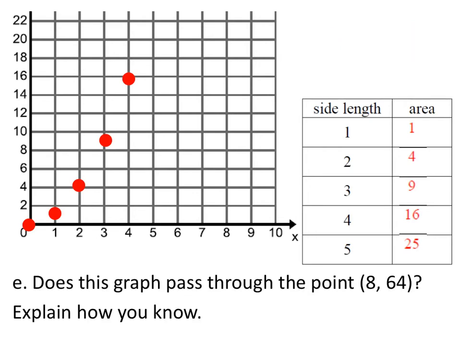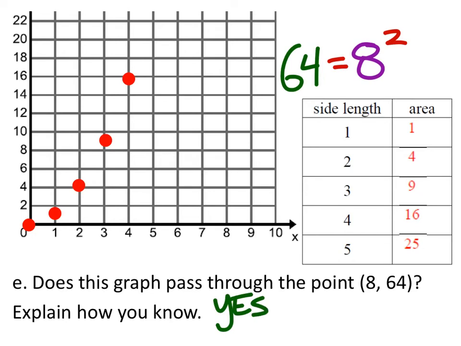So does this pass through the point (8, 64)? Well, we're going to have to use the equation that we made for that. A equals S squared. And right there, the side length shows us is 8. And what is 8 squared? May need a calculator for that, but you could use the multiplication charts in the back of the classroom. It does equal 64, so the answer is yes. How do we know? Because we used the equation on that.